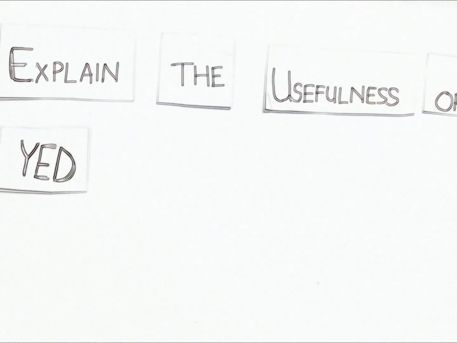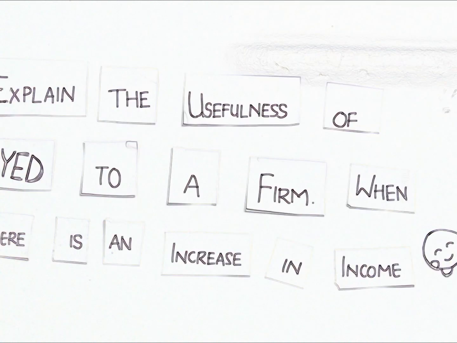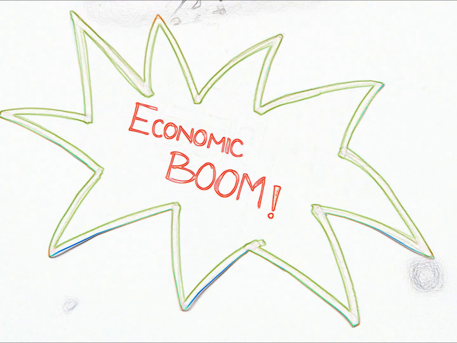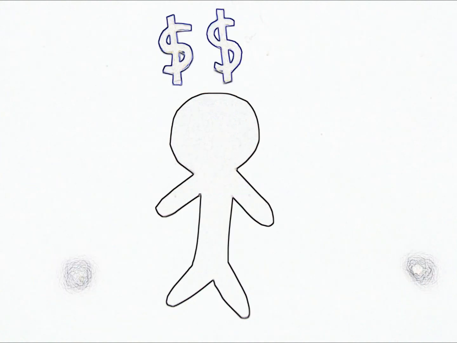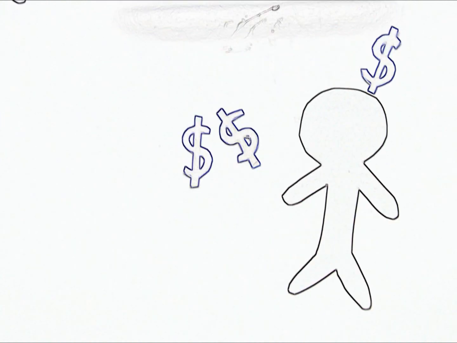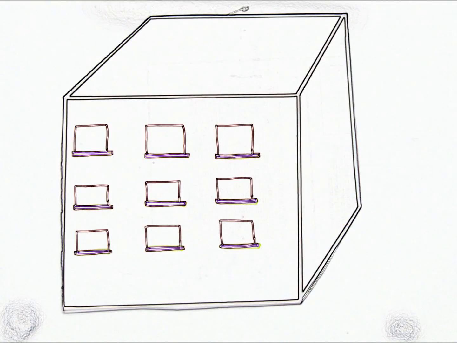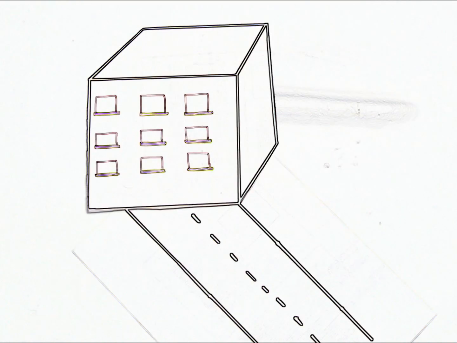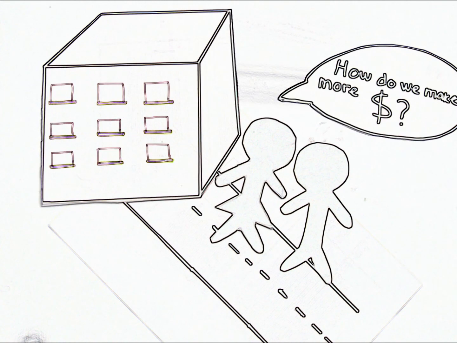Explain the usefulness of YED to a firm when there is an increase in income. During an economic boom, people earn more due to more economic activities. Hence, their income increases, raising their purchasing power. They will then be willing to buy more normal goods to raise their material standard of living. So how can firms selling normal goods make use of YED during an economic boom to increase their total revenue?